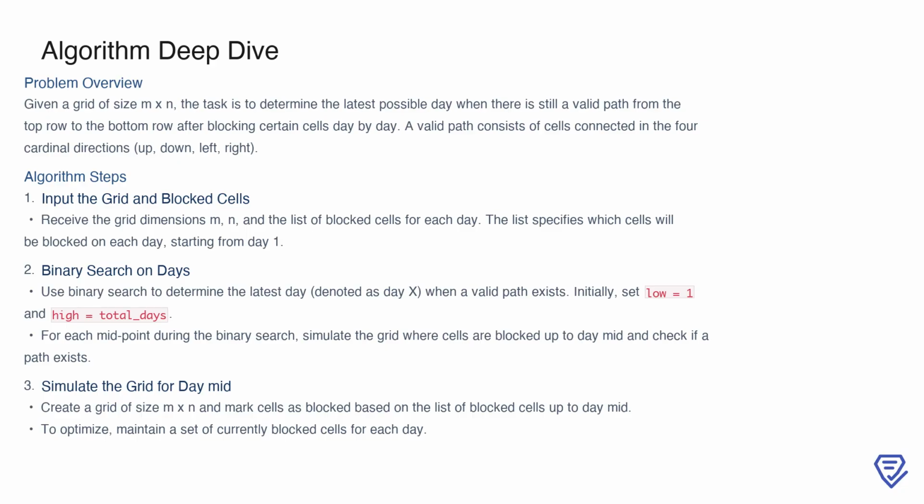For each midpoint during the binary search, we simulate the grid, blocking cells up to that day, and check if a valid path can still be found. This avoids the inefficiency of simulating every single day, making the process much faster. The simulation involves constructing a grid and marking cells as blocked day by day, while tracking blocked cells in a set for quick updates and lookups.